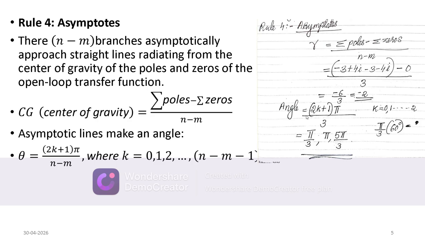Angle, I have calculated it as (2k plus 1) times pi divided by, again, n minus m. N minus m in this question is 3. And the k value goes from 0, 1, 2, etc. up to n minus m minus 1. So n minus m minus 1 means 0, 1, 2, etc. up to 3 minus 1, that is 2. So you have to substitute the value of k as 0, 1, 2. After substituting k as 0, 1, 2, I am getting the angles pi by 3, pi, 5 pi by 3, so that I can mark them on the graph.